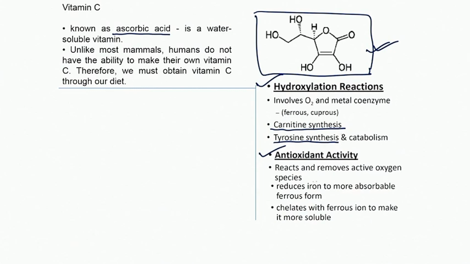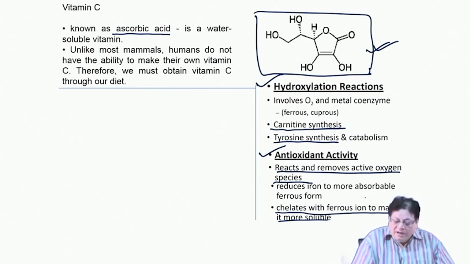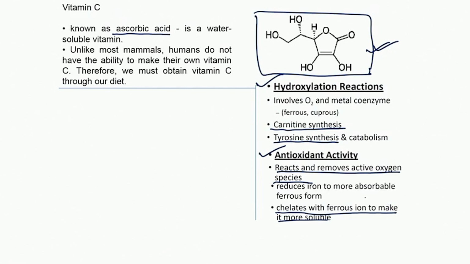Antioxidant activity is basically that it reacts and removes active oxygen species, that means the reactive oxygen species, as I said, peroxide, superoxide and hydroxyl radical. Okay. Another important thing is that it can chelate to ferrous ion to make it more soluble, because we need iron to produce our red blood cells, and it helps to chelate with the ferrous and make the ferrous more soluble in the aqueous medium.